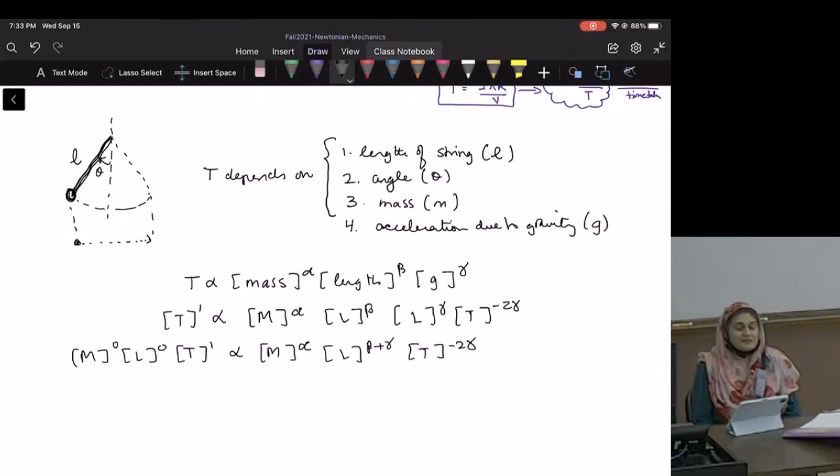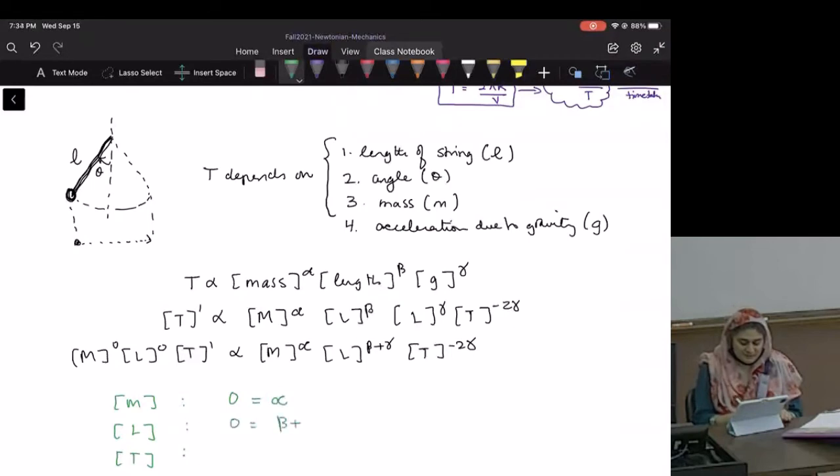Are you doing the algebra now? Yep. I'm just going to equate powers. So it'll be 0 equals alpha, 0 equals beta plus gamma, and 1 equals -2 gamma. Which means gamma comes out to be -1/2, beta comes out to be 1/2, and alpha comes out to be 0.